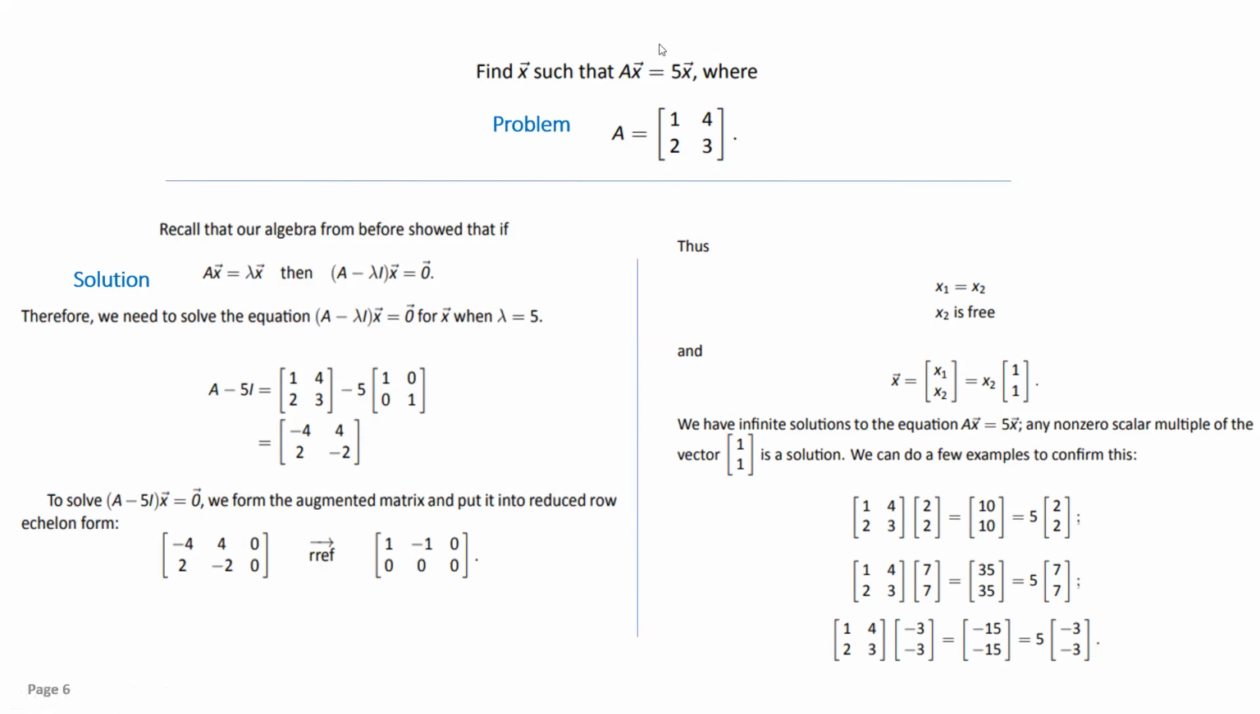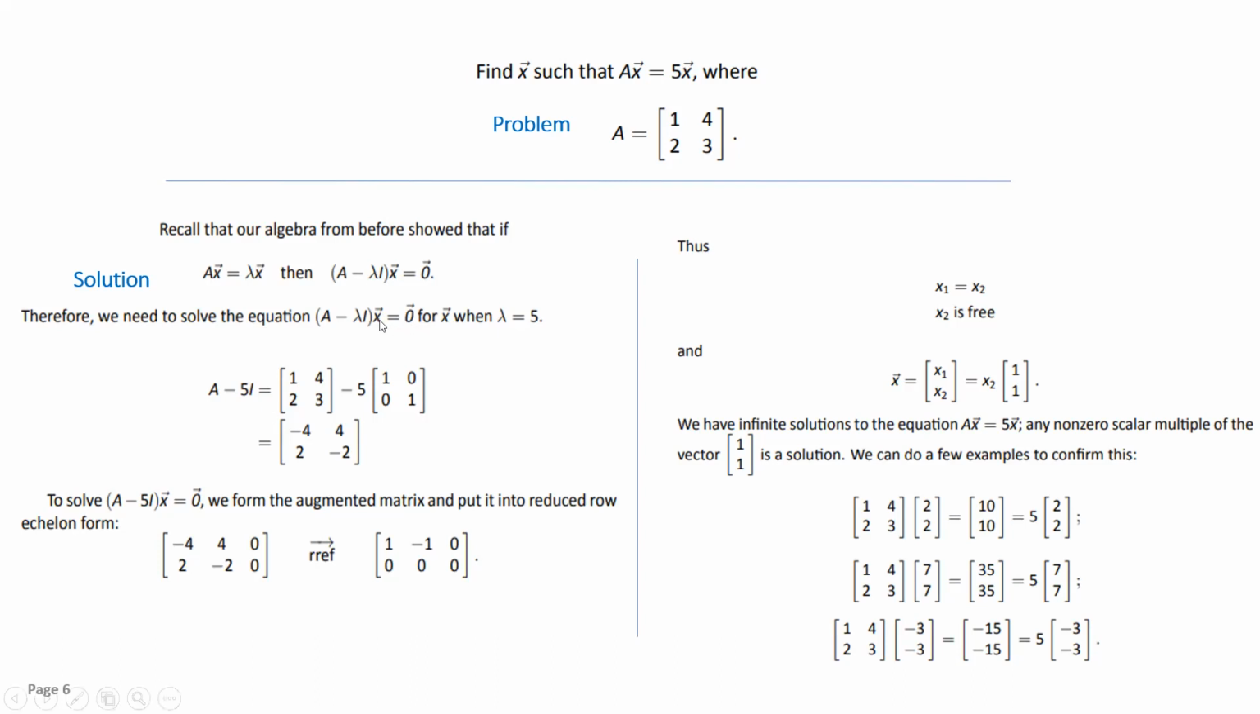In this example, he has only given that A x bar is equal to 5 x bar. So he has given that lambda is equal to 5, and he has asked us to find the eigenvector. A x bar is equal to lambda x bar, so we know that A minus lambda I into x bar is equal to 0. Therefore, we need to solve the equation A minus lambda I x bar equal to 0 for x bar when lambda is equal to 5. As we discussed earlier, x bar should not be equal to 0 because that leads to the trivial solution. Trivial solution means it leads to nothing.